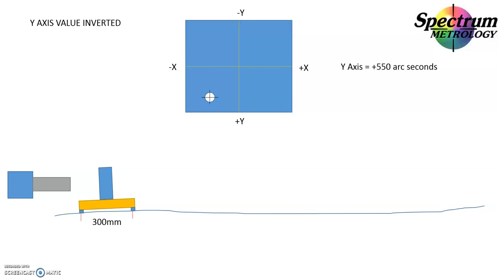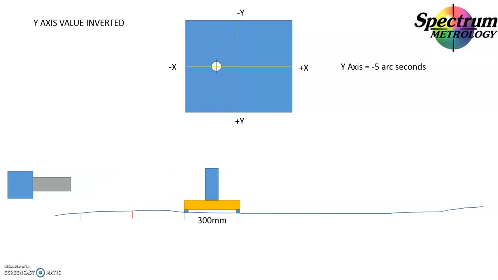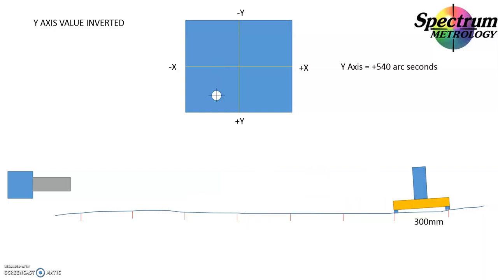The principle is to set a fixed base length, in this example 300 millimeters, and measure the angle at each of these discrete positions. As we go along, you'll see the dot moves, telling us the different angle, and we can plot these afterwards.